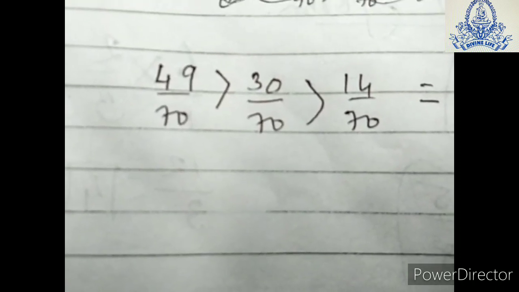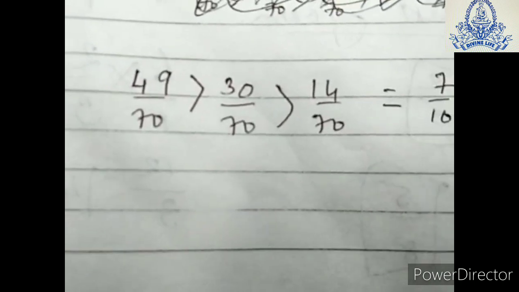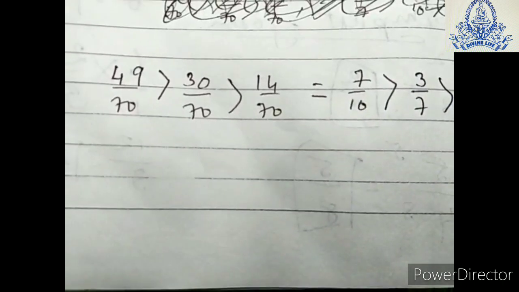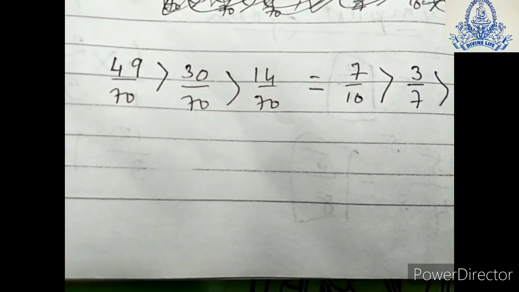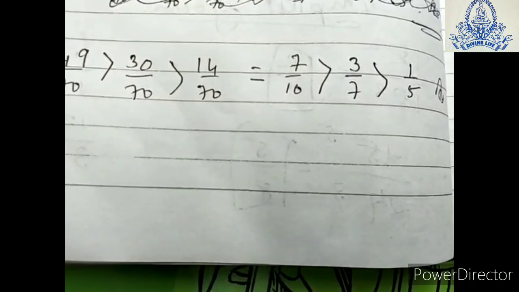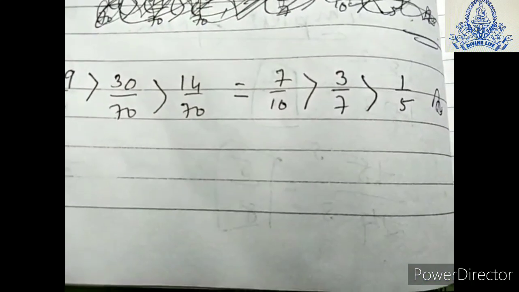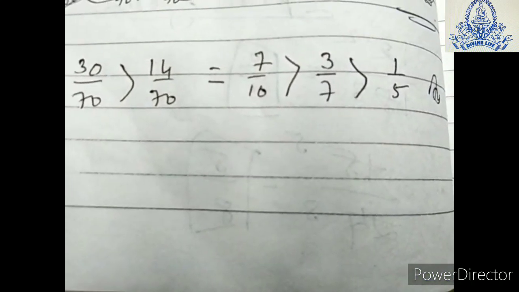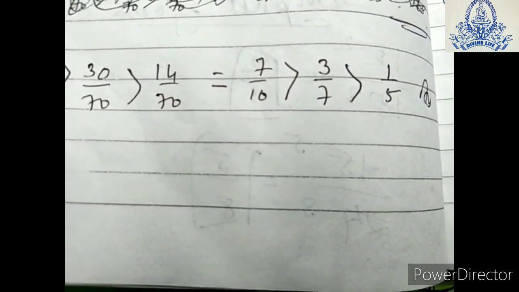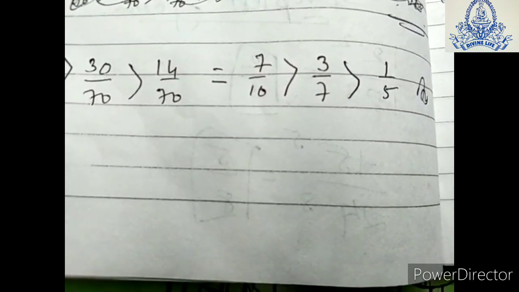Originally, 49 upon 70 is 7 upon 10, 30 upon 70 is 3 upon 7 and 14 upon 70 is 1 upon 5. So this way the descending order will be arranged: 7 upon 10 is greater than 3 upon 7, greater than 1 upon 5. So this way the answer will be solved.